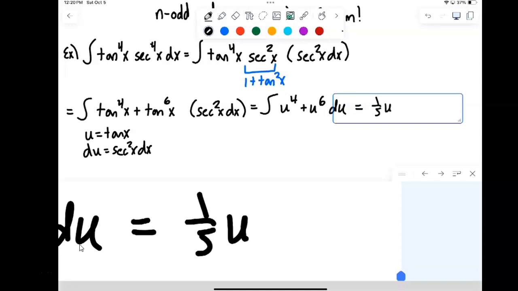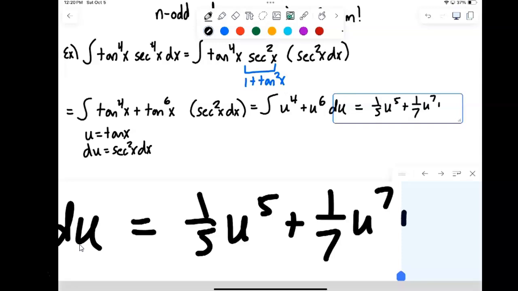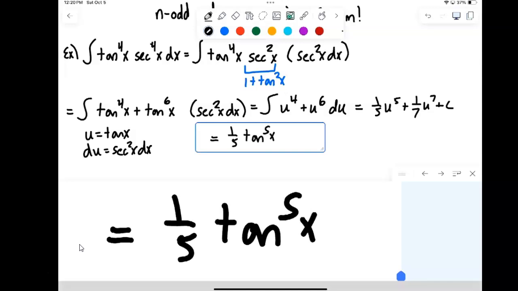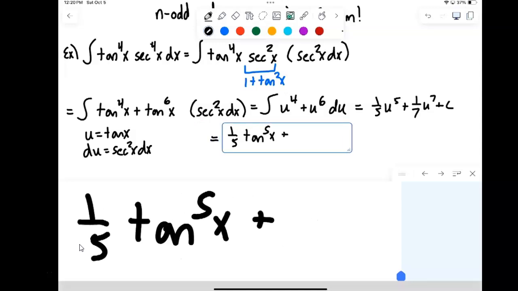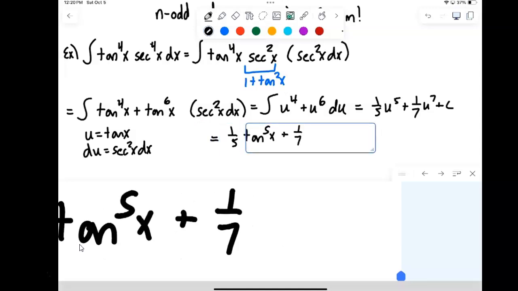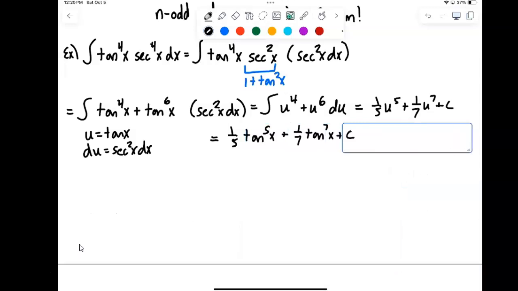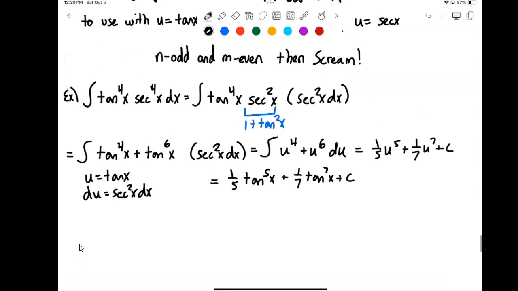And we do our integral. 1/5 u to the fifth plus 1/7 u to the seventh plus a constant. And we put our tangents back in. 1/5 tangent to the fifth x plus 1/7 tangent to the seventh x plus a constant. And so this one flows pretty straightforwardly, right?